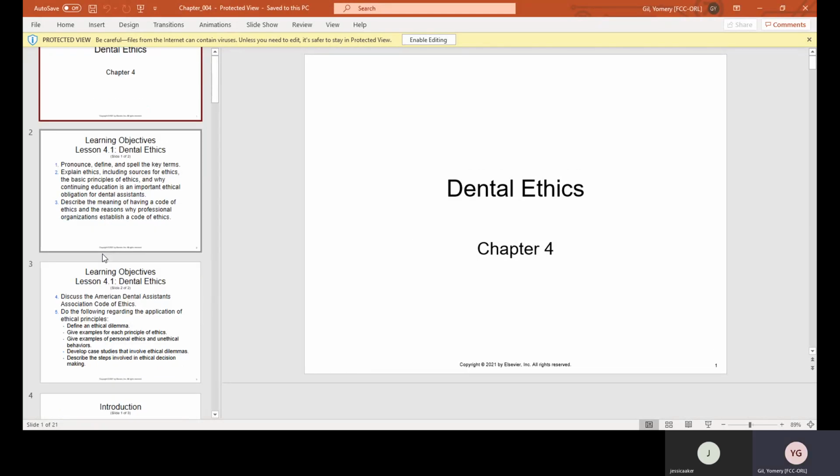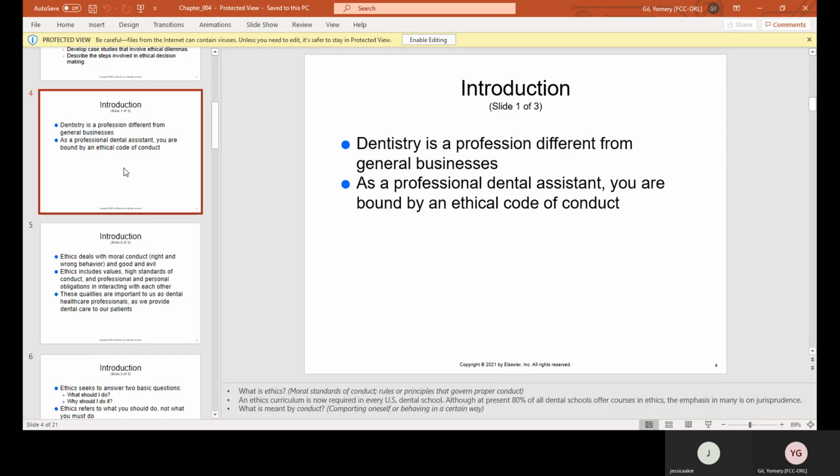Dental ethics. Dentistry is a profession different from general businesses. As a professional dental assistant, you are bound by an ethical code of conduct.